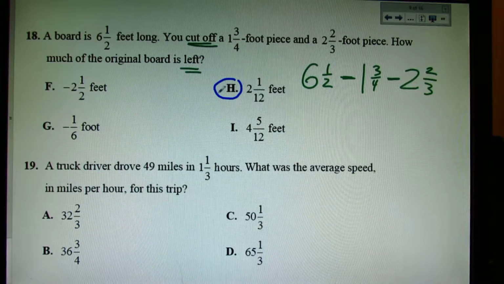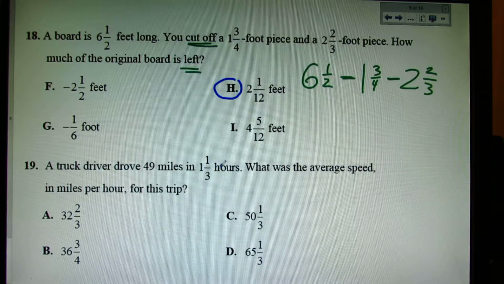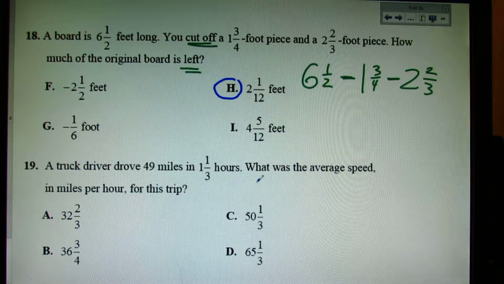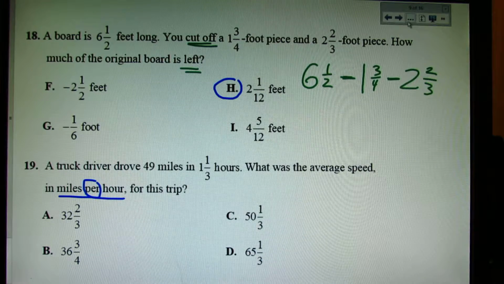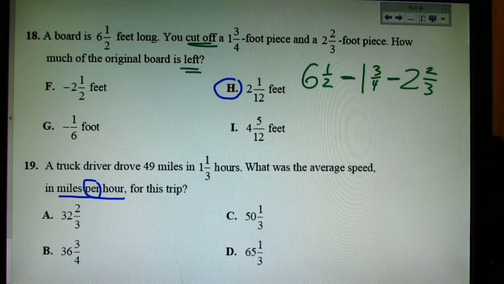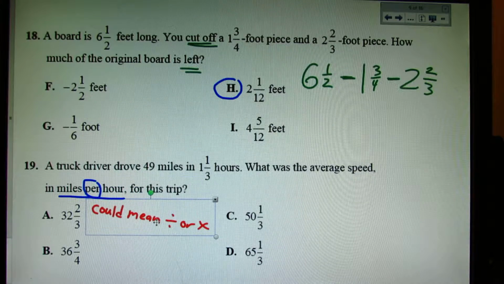All right, next one, number 19. A truck driver drove 49 miles in 1 1/3 hours. What is the average speed in miles per hour? Again, this word per is a good clue word. However, it could mean multiplying. It could mean dividing. So the question is, how do you figure out which one it is? Which answer is going to make the most sense?